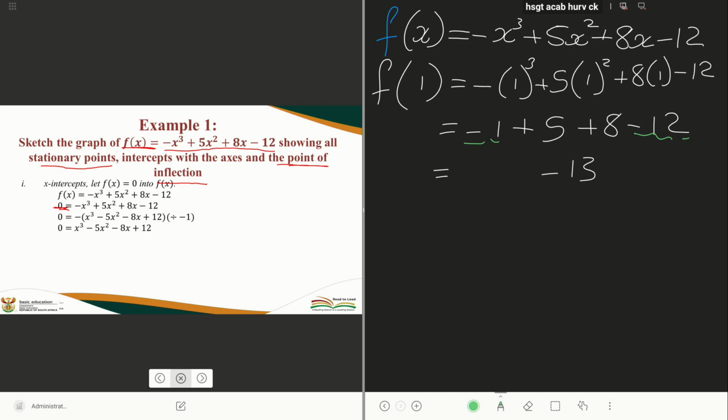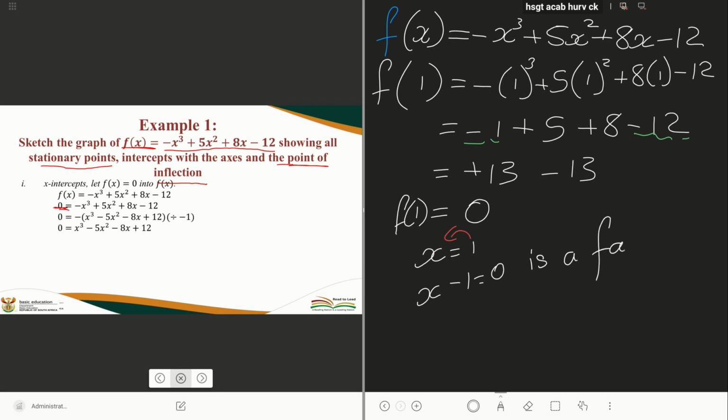Here I will get also +13. So I see that these two, they give me 0. So x equal to 1 is equal to 0. Okay, x equal to 1. If I transpose x that side, I see that going to be x minus 1 equal to 0. Is a factor. So x equal to 1 is a factor.